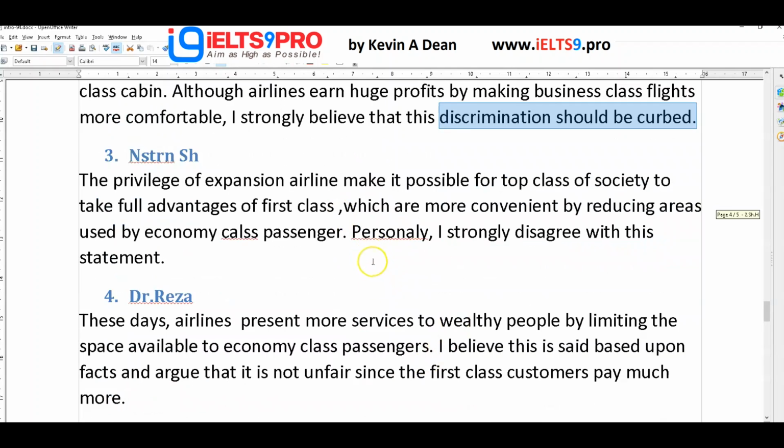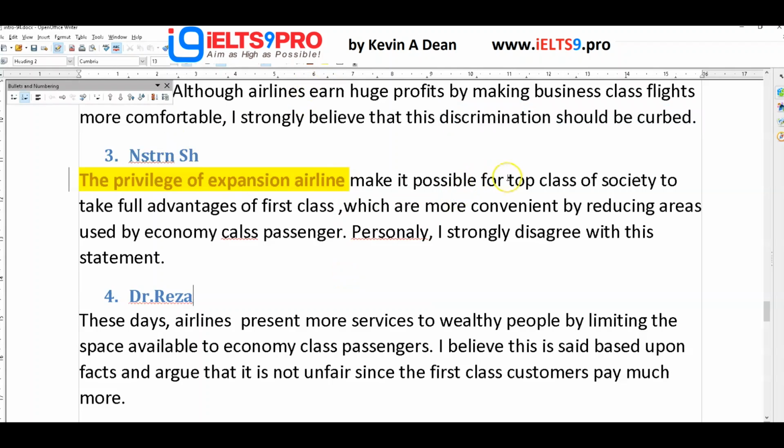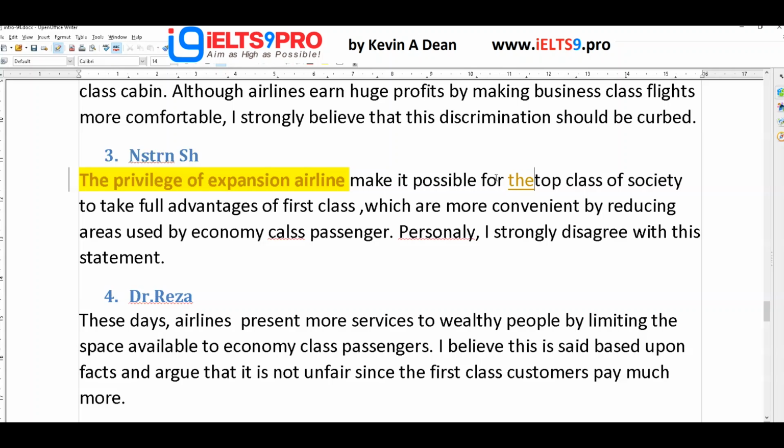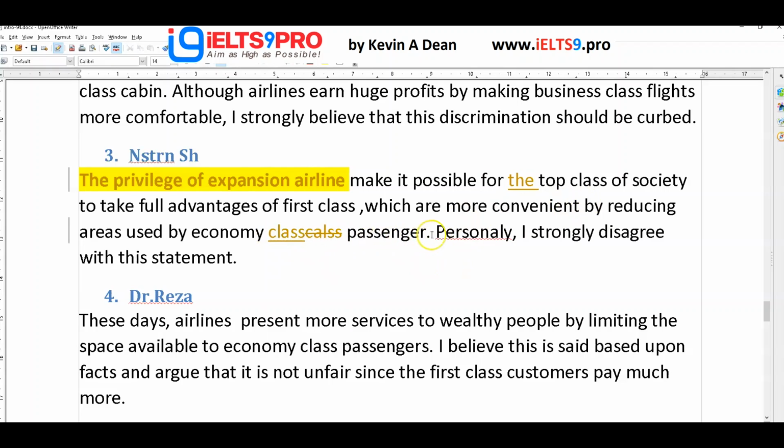The privileged expansion airline. What does that mean? The privileged expansion airline, eh? Expansion airline? Make it possible for top class, for the top class? This is not good. This is a bit confusing. To take forward is more convenient by reducing areas used by economy class passenger.